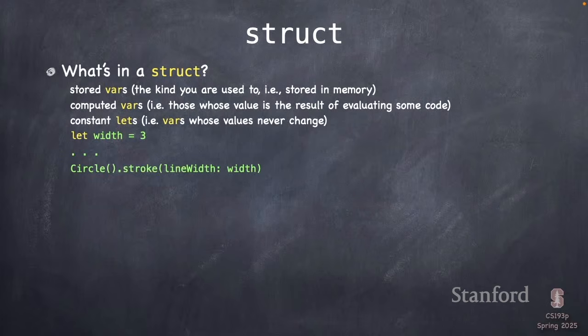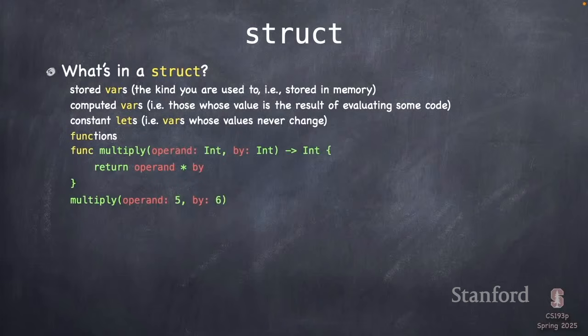We can have constant lets, like let width equals 3, and then I could say stroke with lineWidth: width. And then we have functions in structs, like here's one, multiply, that multiplies an operand by another thing there. Now, this code right here is a little awkward. It's a little awkward both for the caller and for the person writing this particular function. So why is it awkward for the person writing the function? Well, look inside the implementation of multiply. They have a variable in there called by. That's kind of weird. It seems like that other variable wants to be called like otherOperand or operand2 or something like that. By is just kind of an odd thing.